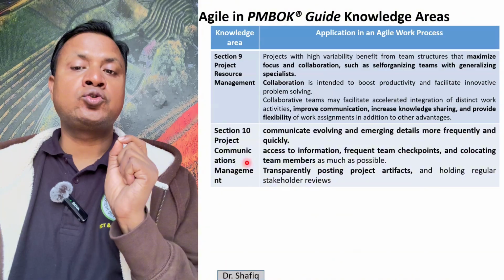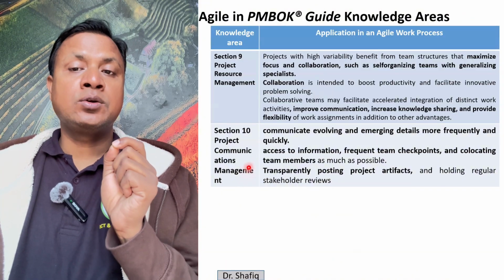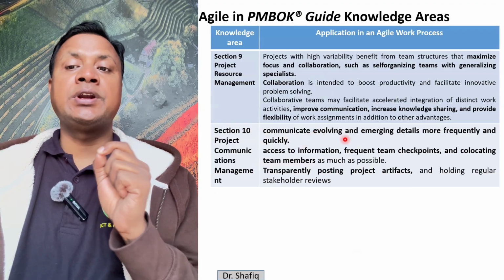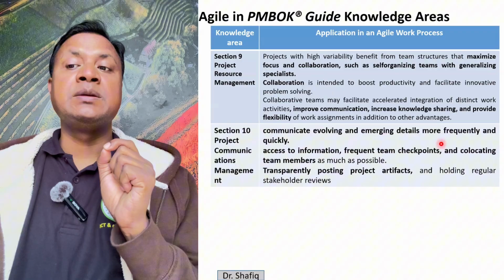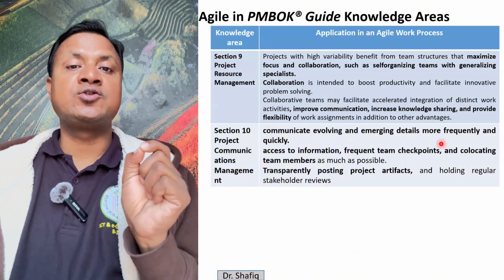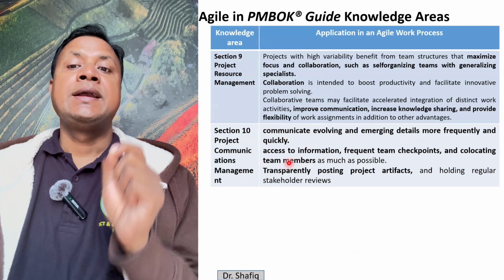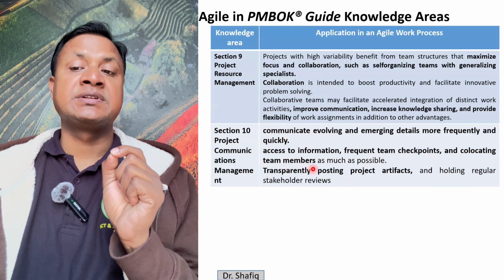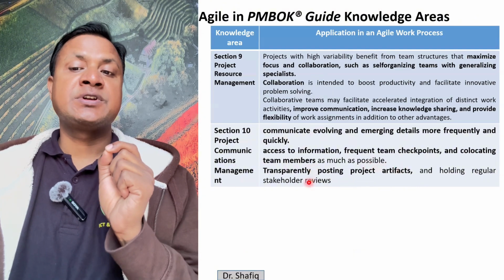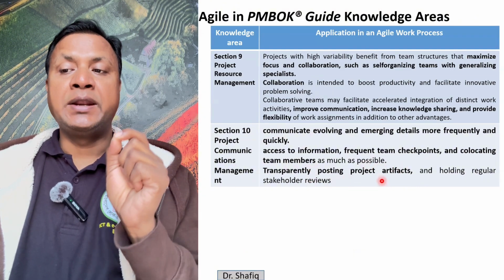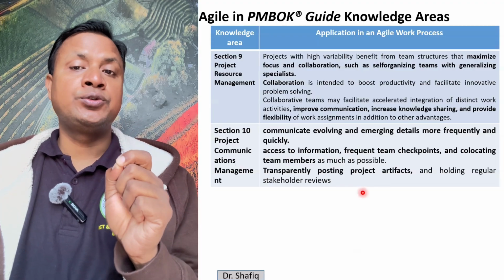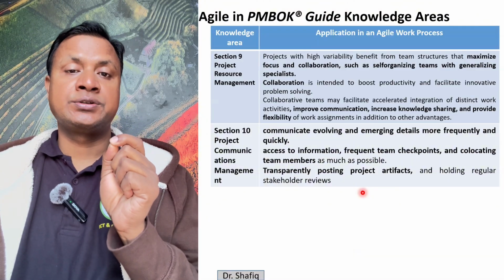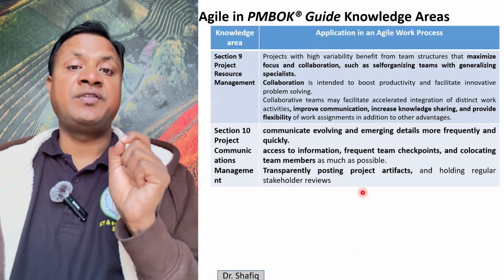Then we have project communications management. For better communication in agile process, we communicate directly, communicate evolving and emerging detail more frequently and quickly, mostly face to face or via video conference. We provide access to information, frequent team checkpoints, and co-locate team members as much as possible. Transparently posting project artifacts and holding regular stakeholder reviews ensures the quality and the schedule. We make regular communications in short bursts, especially face to face.